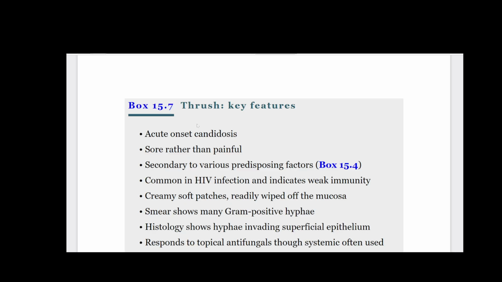Box 15.7. Thrush key features: acute onset candidiasis, sore rather than painful, secondary to various predisposing factors, Box 15.4. Common in HIV infection and indicates weak immunity. Creamy soft patches, readily wiped off the mucosa. Smear shows many gram-positive hyphae, histology shows hyphae invading superficial epithelium. Responds to topical antifungals, though systemic antifungals are often used. Anemia or some cause of immunosuppression, usually HIV infection, should be suspected when thrush is seen in an adult in whom there is no detectable predisposition.